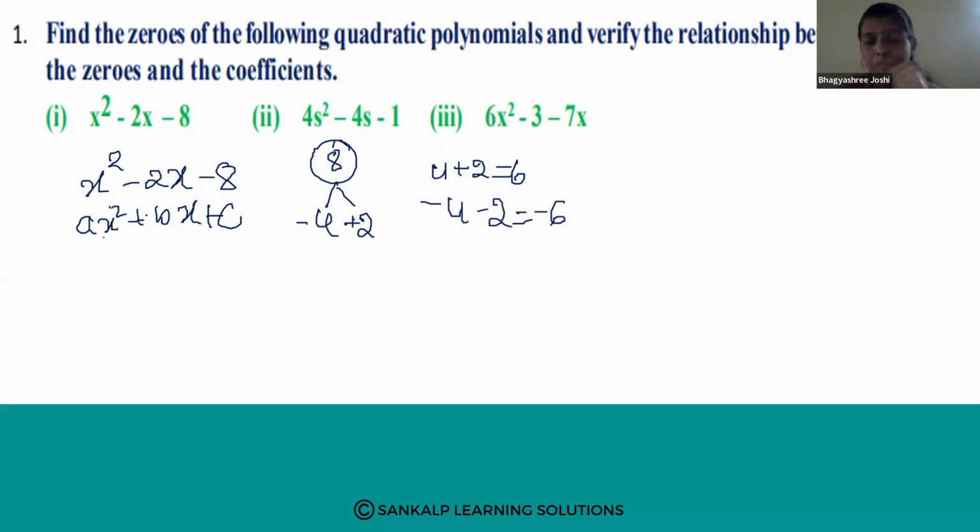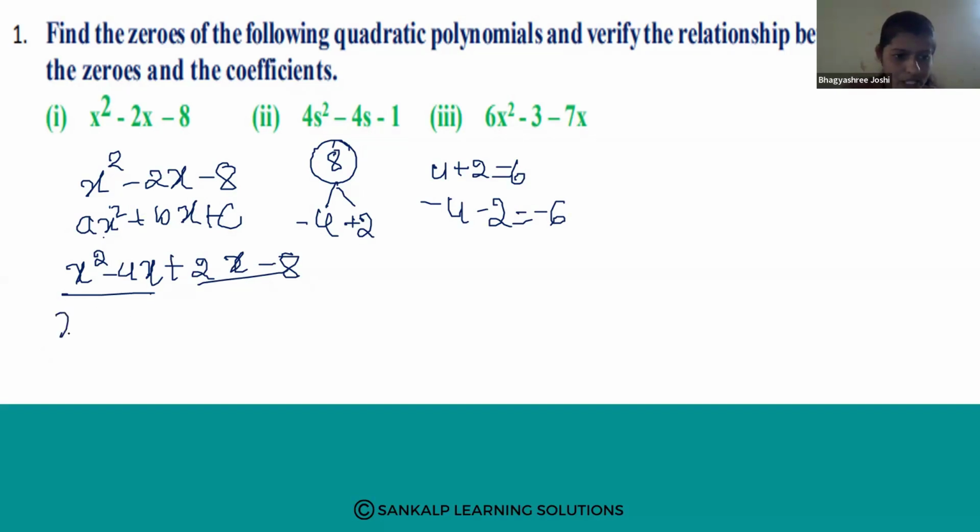Which sign will you put for 4? Minus. Why? Because 4 is the bigger number. Minus 4 plus 2, you know this, right? So x square minus 4x plus 2x minus 8. 4 minus 2 is 2. So the big number 4 has the minus sign. So minus 2. Between these two, which one is common? X is common.